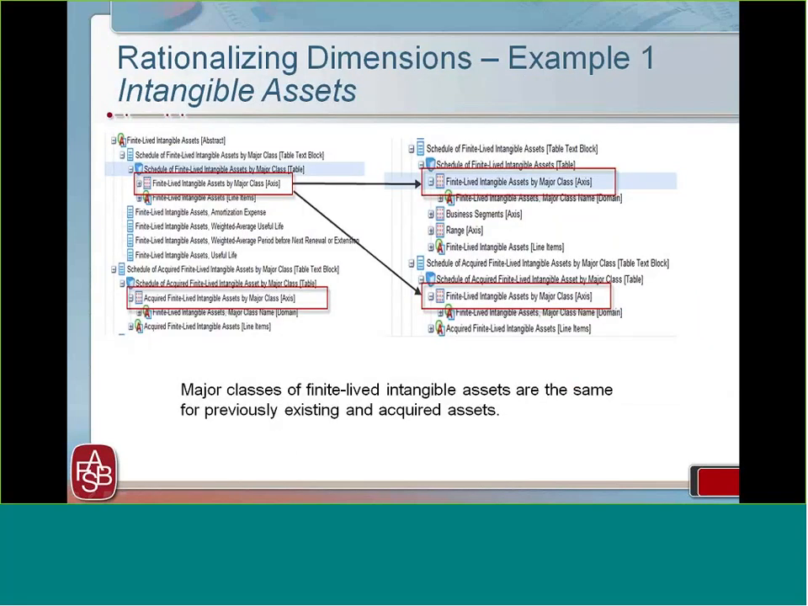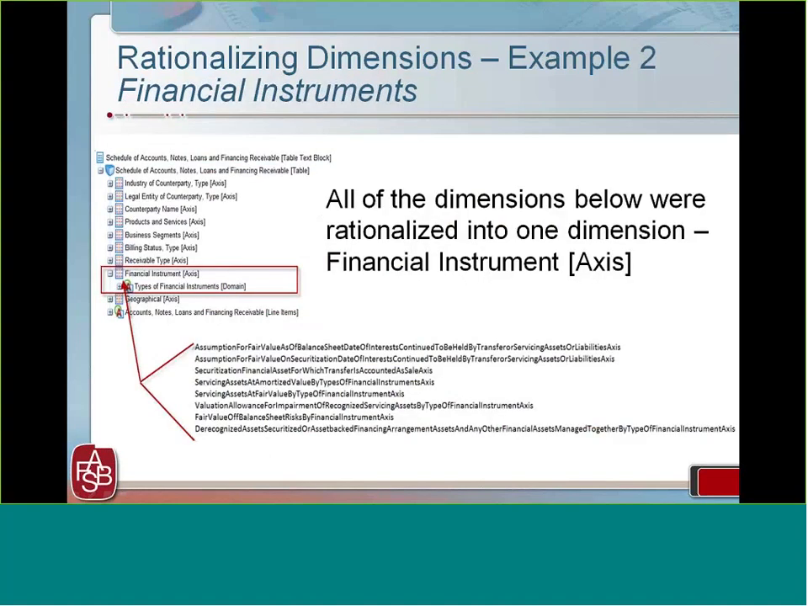So moving on to rationalization of dimensions, we're going to look at a couple of examples. The axis for finite-lived intangible assets by major class has the same members, whether they are currently existing or were acquired. The line items distinguish between currently existing and acquired finite-lived intangibles. Therefore, the dimensions by major class can be the same. So this was a case of redundancy, and we were able to clean this up by simply using the same dimension or axis in these two use cases.